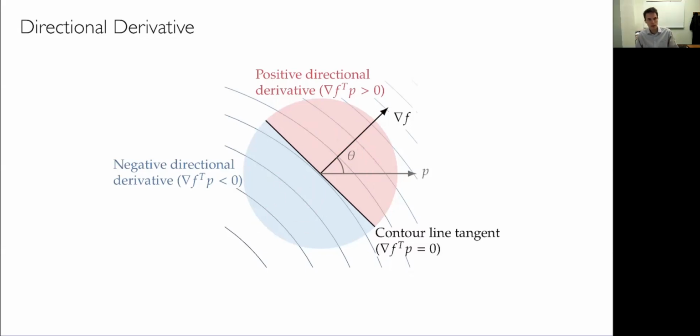This is going to come into play later, because as we work on these minimizations, we're going to want to go in directions where the function is decreasing. That's going to be this blue area here. So we're going to be free to choose directions over here that lead to decreases in my function value.